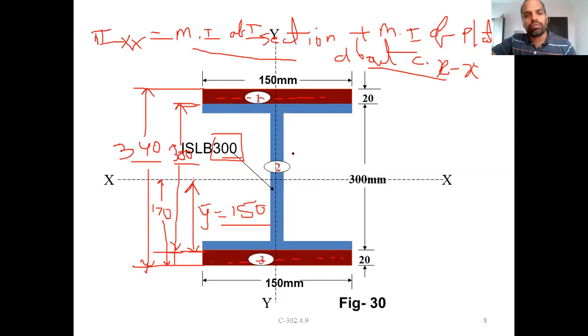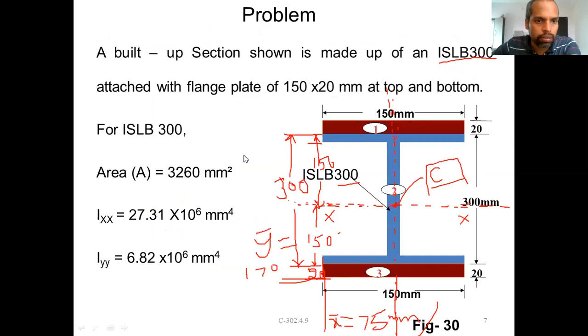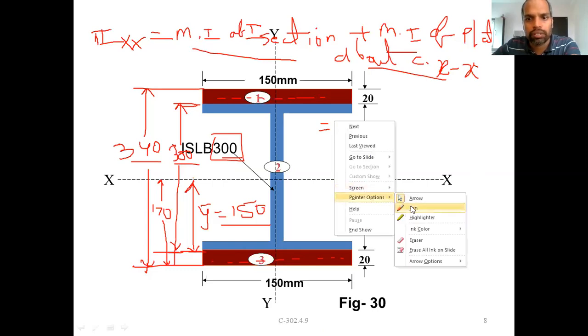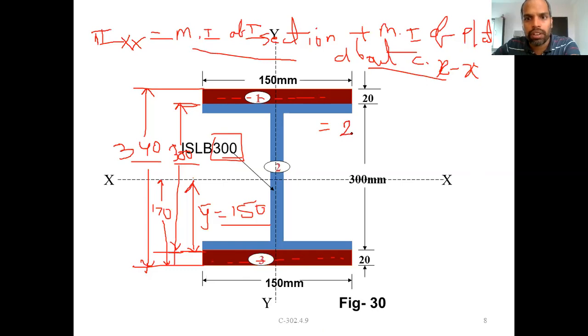Now let us calculate the moment of inertia. What is IXX? Just go back to the previous problem. The moment of inertia of the I section is nothing but 27.31 into 10 to the power of 6. Don't forget the 10 to the power of 6, otherwise your answer goes wrong. I am not applying the parallel axis theorem because the XX of the I section and the XX of your entire section are coinciding.